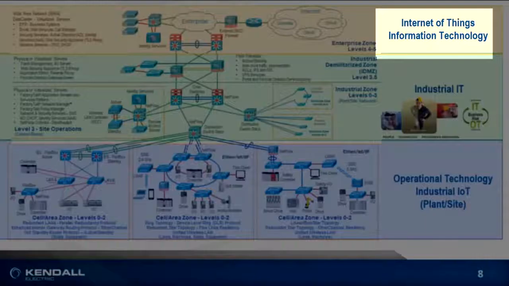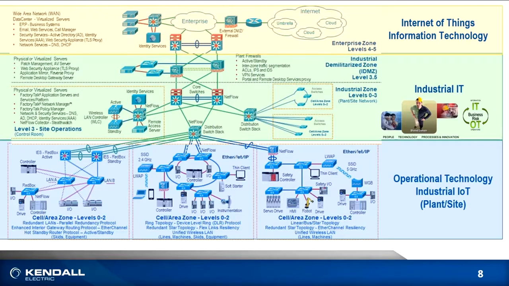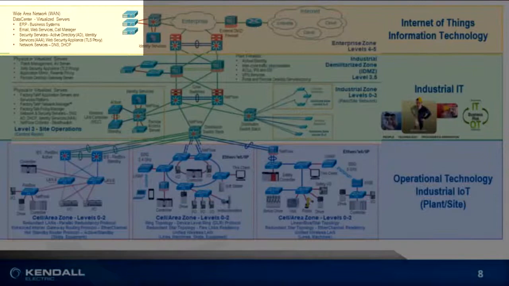And the last you'll see is the information technology level, levels 4 and 5. Typically what you'll see on this is the data centers with your ERP business systems, email servers, web servers, and your security services.